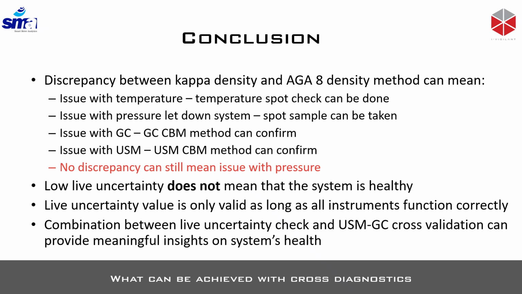In conclusion, if we have a discrepancy between kappa density and AGA-8 density, this can mean, first, that we have an issue with the temperature, so we can perform a spot check to see if there is an issue with the temperature. There might be an issue with the pressure letdown system. We can then perform a spot sample test and see whether the composition from the spot sample is similar to the composition being read by the GC.